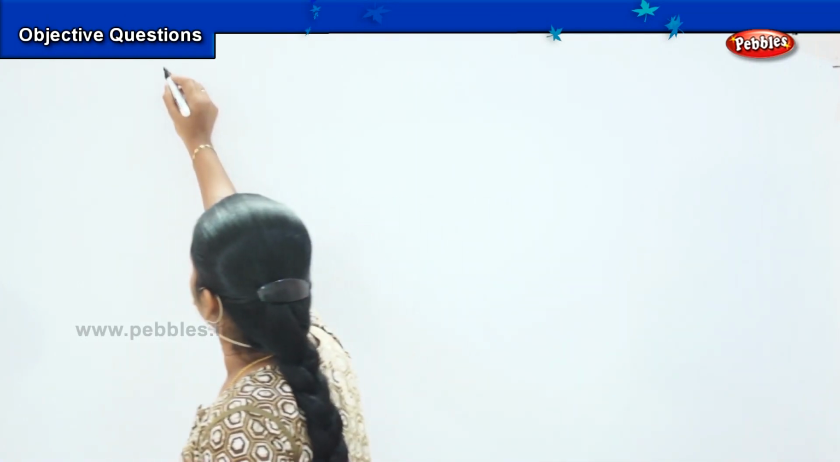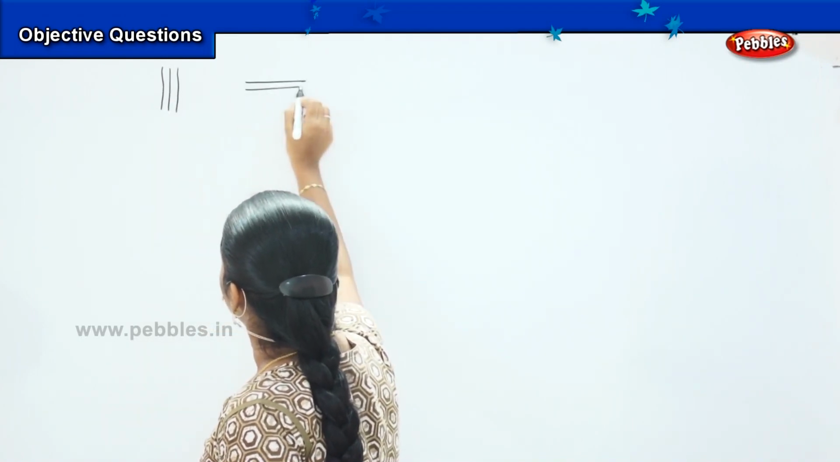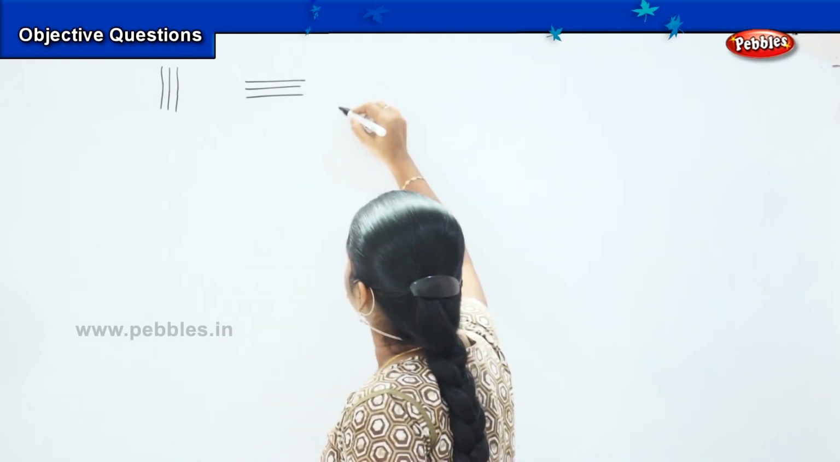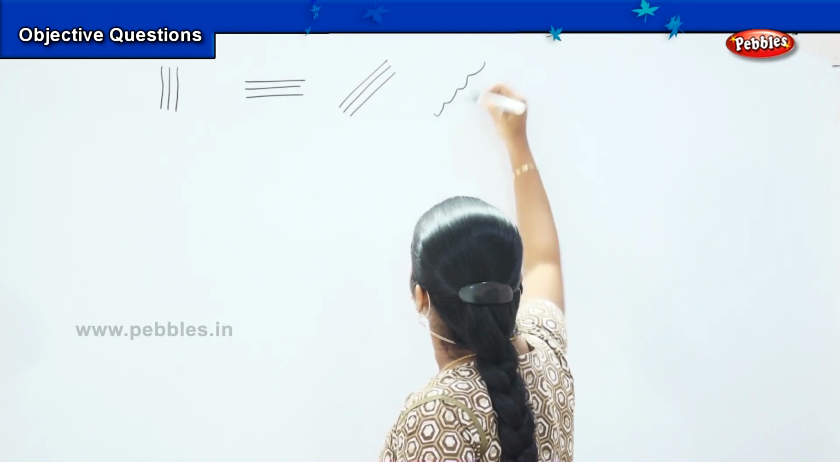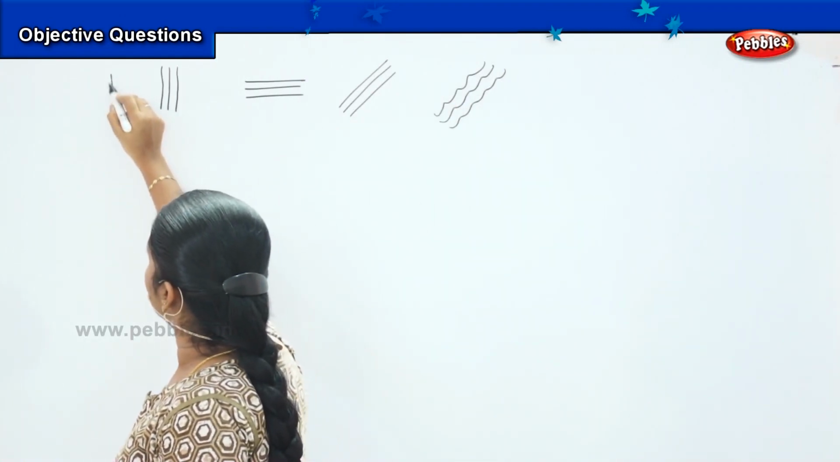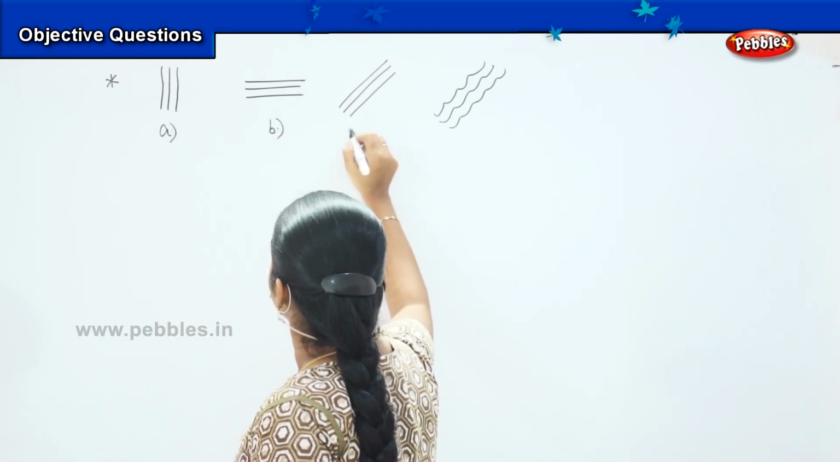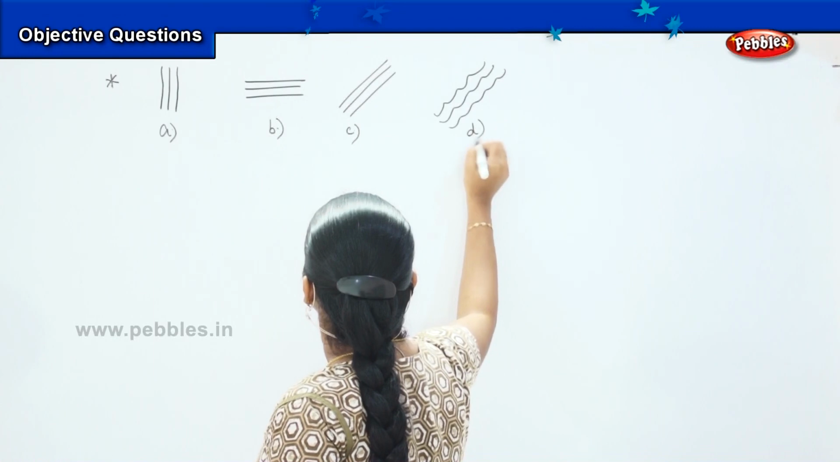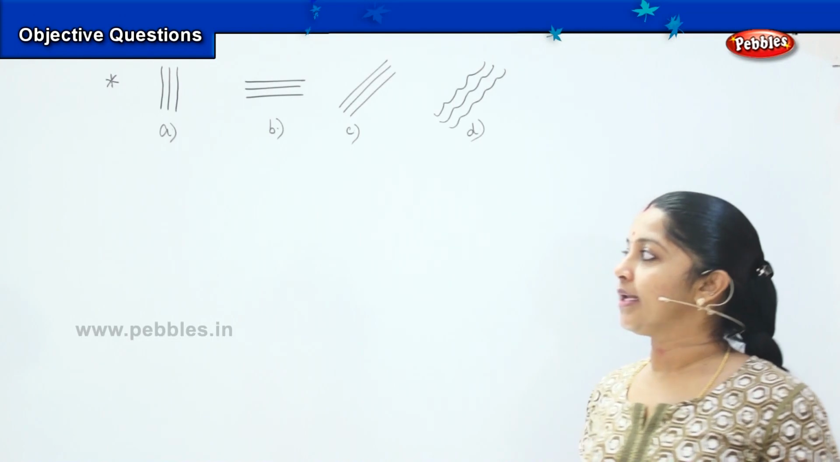Okay, children. So here comes our next question. Now you have to tell me which of the following is an example of a vertical line. Do you remember the vertical line we studied? Yes. So I have four options. Is it option A, option B, option C, and option D? You have to identify and tell me which of these is a vertical line.